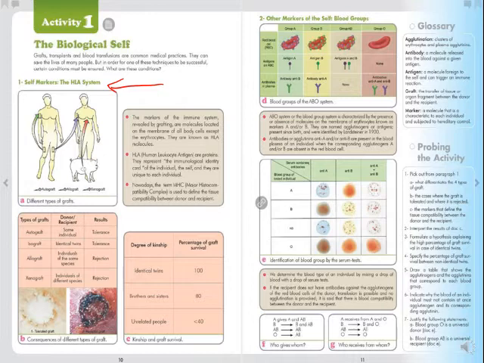The markers of the immune system revealed by grafting are molecules located on the membrane. They are known as HLA, human leukocyte antigen. They are proteins. They represent the immunological identity card of the individual. So they are like the ID for the individual, and they are unique for each individual. So every individual has a special HLA, a unique HLA.